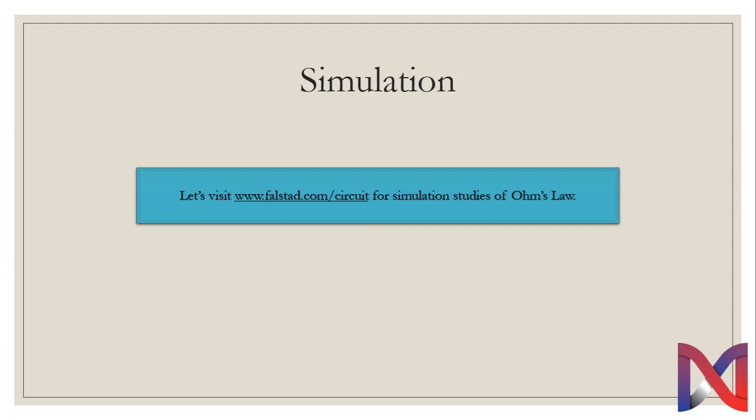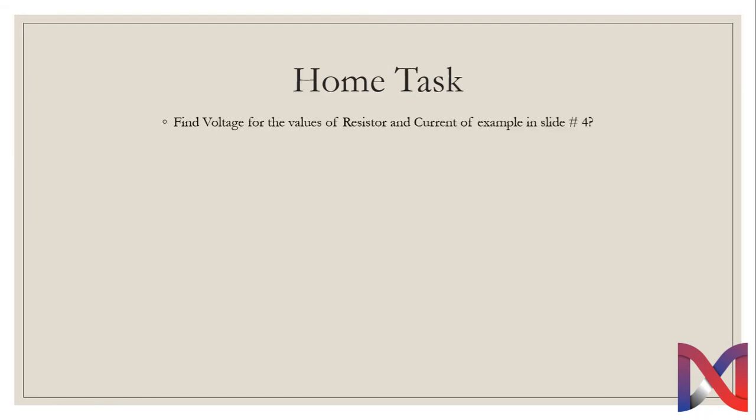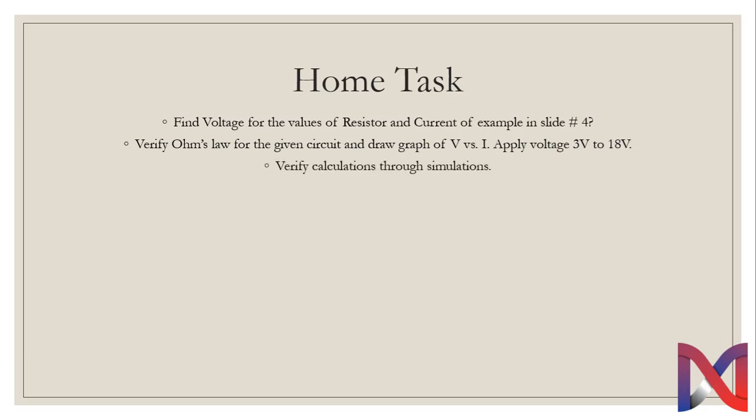Now that we are done with simulations as well as theoretical aspects of Ohm's law, it's now time for your home task. As conveyed to you during the lecture, you have to find voltage for the values of resistor and current of the example in slide number 4. You have to verify Ohm's law for the given circuit and draw a graph of V versus I. You need to apply the voltages from 3 volts to 18 volts. You have to verify calculations through simulations.